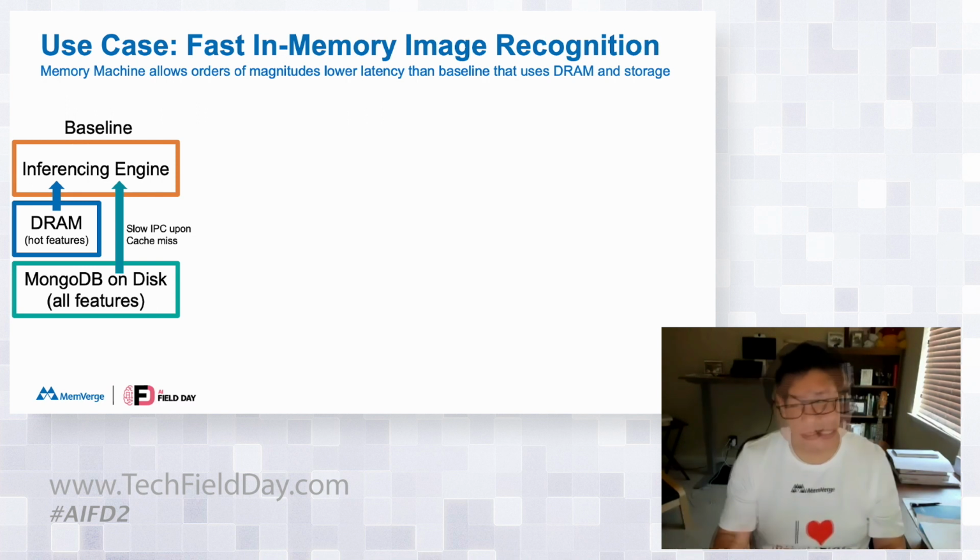Upon a cache miss, it will start consulting MongoDB, and that introduces the cache miss penalty. Essentially, you have to use a very slow IPC to contact MongoDB, and MongoDB needs to do deserialization, read the data from the disk, and return it back to the inference engine. So the cache miss penalty is very, very expensive.